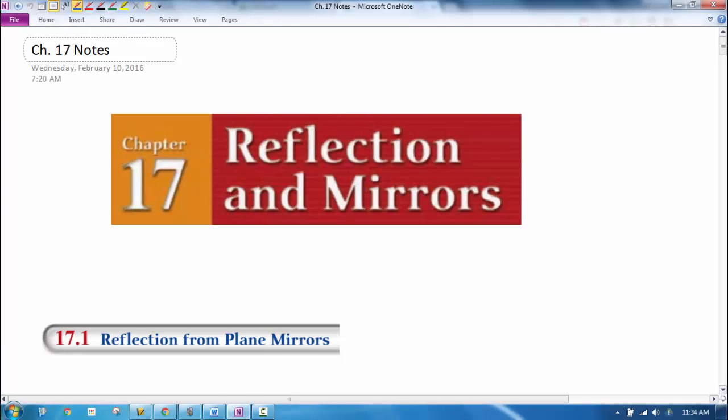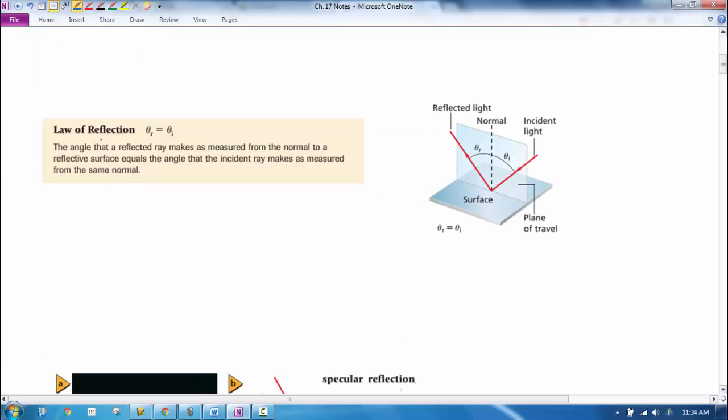All right, chapter 17 is on reflections and mirrors. The first type of mirror we'll talk about is a plane mirror. Something very simple that we've talked about in the past is that when light comes in at a specific angle, we call that the incident light. It reflects at the same angle, and that's called the reflected light.